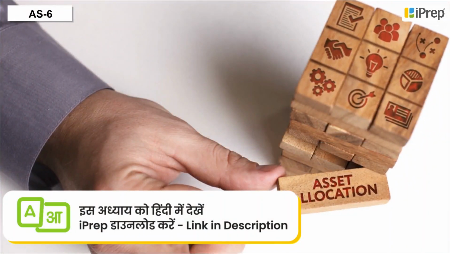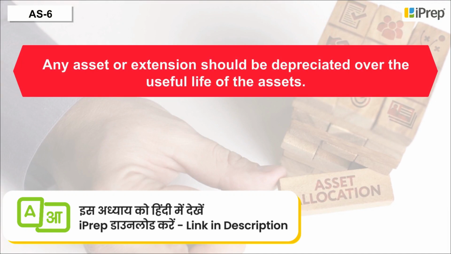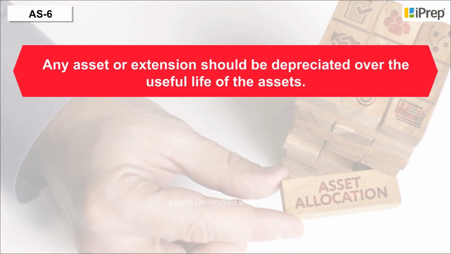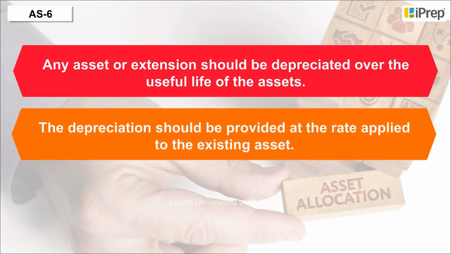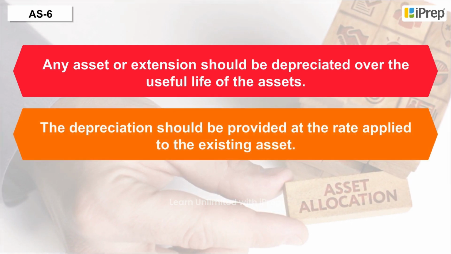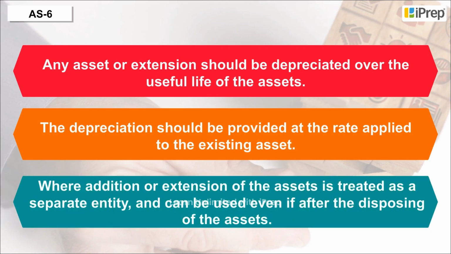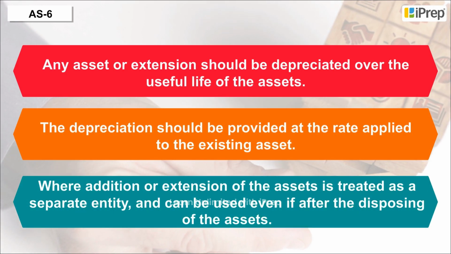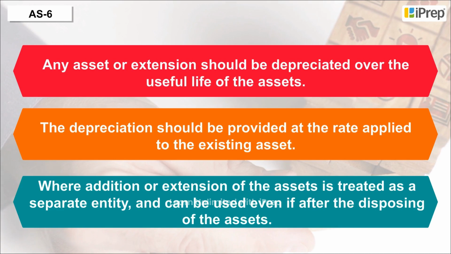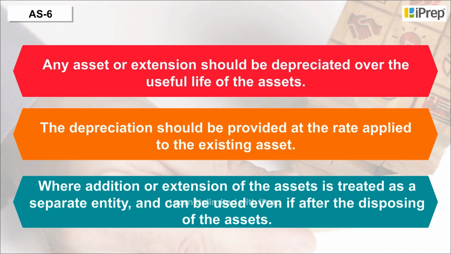AS 6 mentions that any asset or extension should be depreciated over the useful life of the assets. The depreciation should be provided at the rate applied to the existing asset, where the addition or extension of the assets is treated as a separate entity and can be used even after the disposing of the assets.